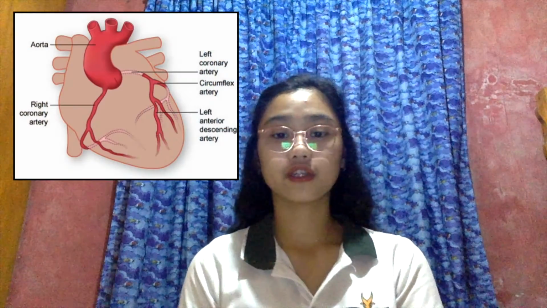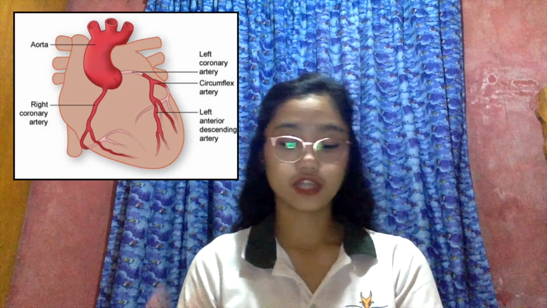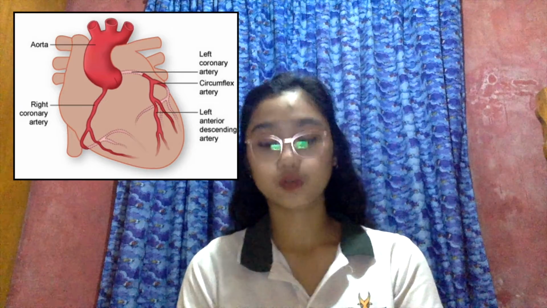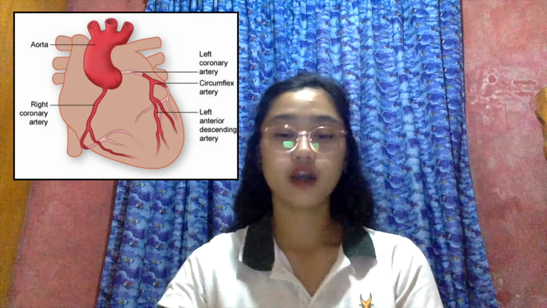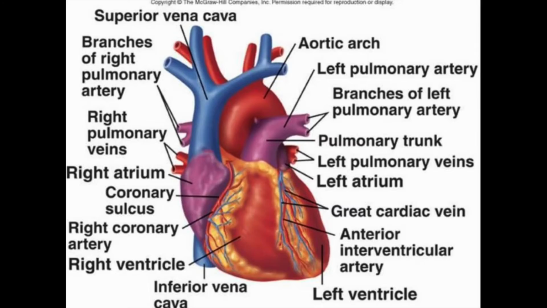Now, the ascending aorta is about 5 cm long and begins at the base of the left ventricle within the fibrous pericardium and divides into two branches: the right coronary artery and the left coronary artery. The right and left coronary arteries supply blood to the heart and are considered the muscles of the heart. As you can see on the picture presented, these are the parts of the heart.